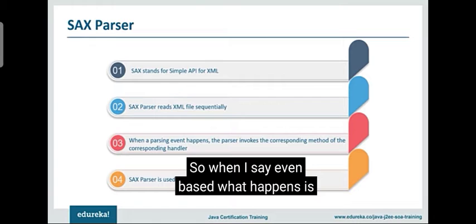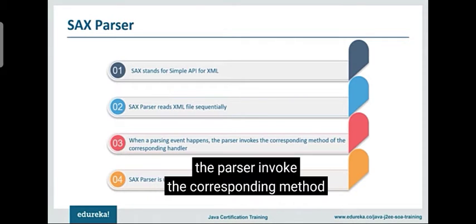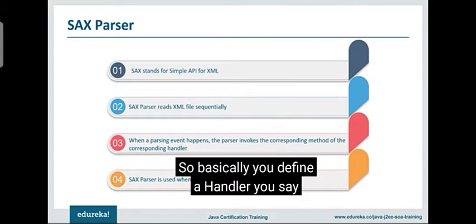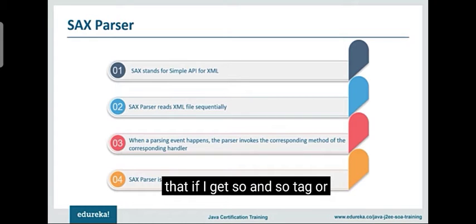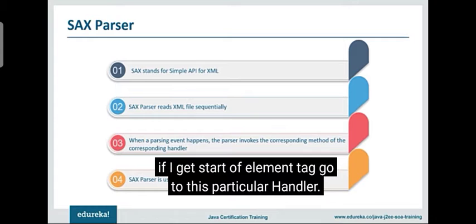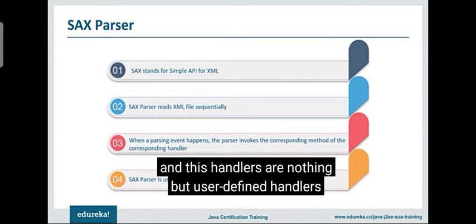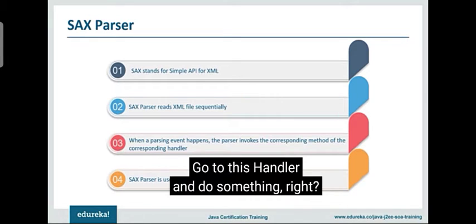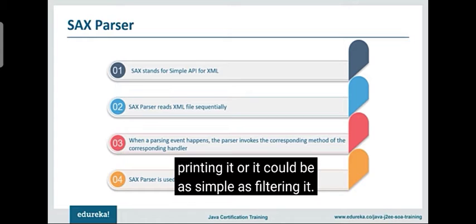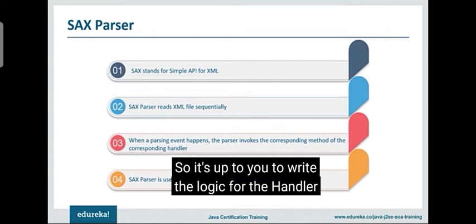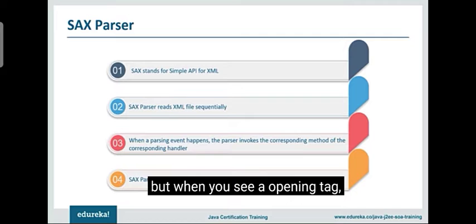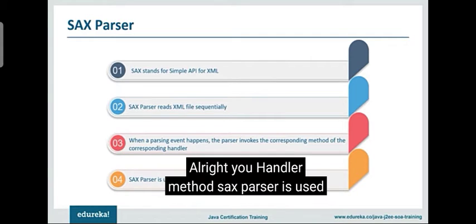So when I say event based, what happens is when a parsing event occurs, the parser invokes the corresponding method of a corresponding handler. So basically, you define a handler. You say that if I get so and so tag, or if I get the start of an element tag, go to this particular handler. And these handlers are user defined handlers. You could say that when I get a start of element tag, go to this handler and do something. It could be as simple as printing it, or as simple as filtering it. So it's up to you to write the logic for the handler. But what the framework does is, when it sees an opening tag, it gives a call to your handler method.